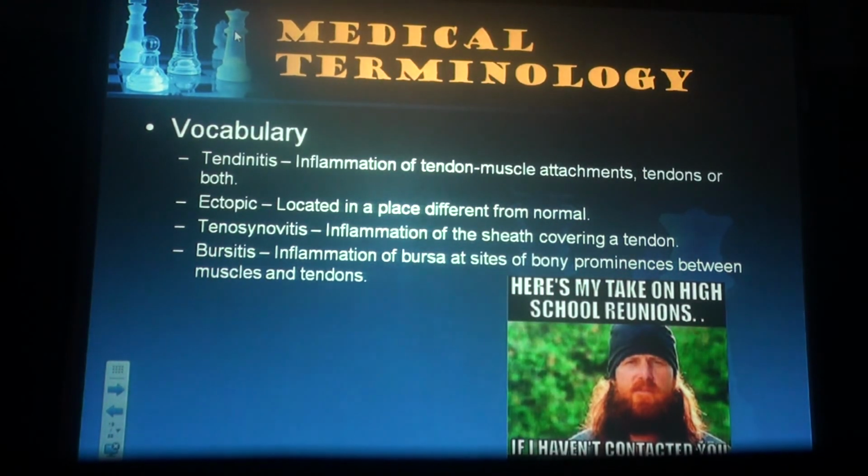I like Jace's take here. Here's my take on high school reunions. If I haven't contacted you in the last 20 years, there's probably a reason. I think he's right. Probably didn't want to talk to you. There's your medical terminology.